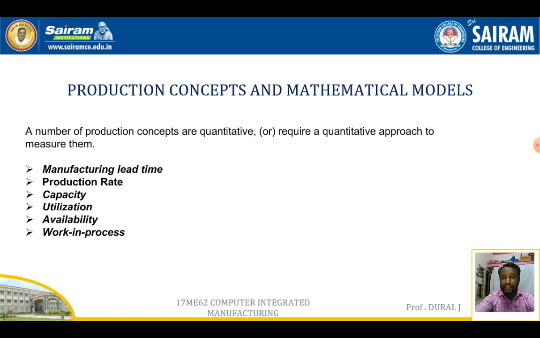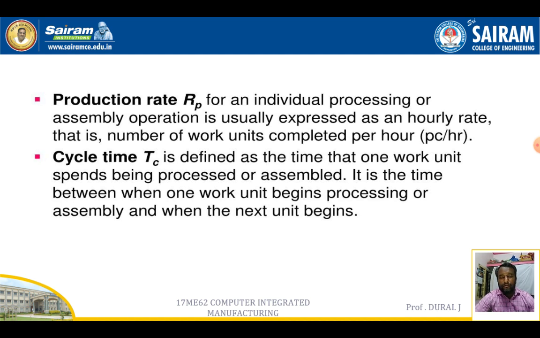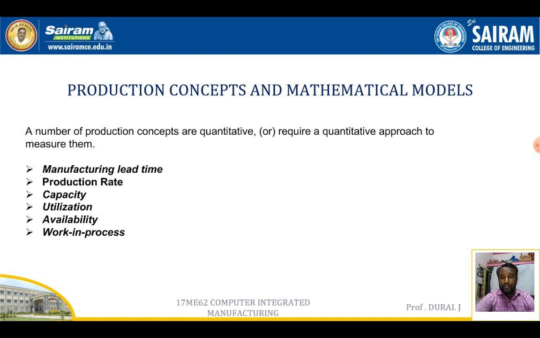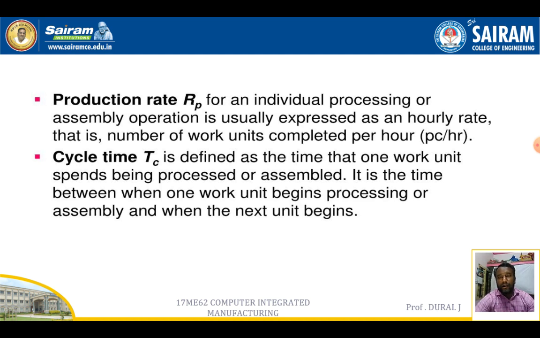Manufacturing lead time is the time taken to complete a particular operation. That means when the product enters the industry, from raw material stage to finished stage, how much time it will take. That is called manufacturing lead time, or MLT. Then comes the next one, production rate. How much product can be produced per hour is called the production rate.